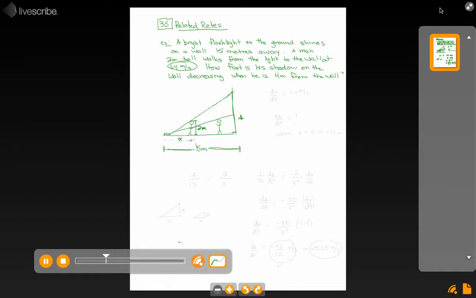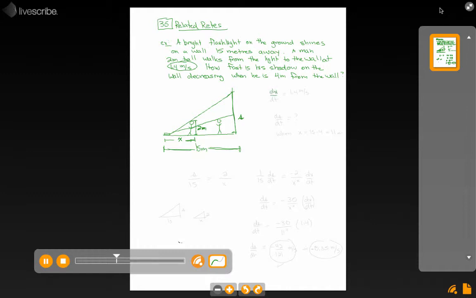So we know that 15 meters is an unchanging value. The light is not moving any closer to the wall. It's staying exactly where it is. And the man is 2 meters tall. That's an unchanging value as well. So those are true numbers. But we don't know all the time how far he is away from the light or how far from the wall. So in my situation here, I'm going to call this x, just so that I have something to name it.